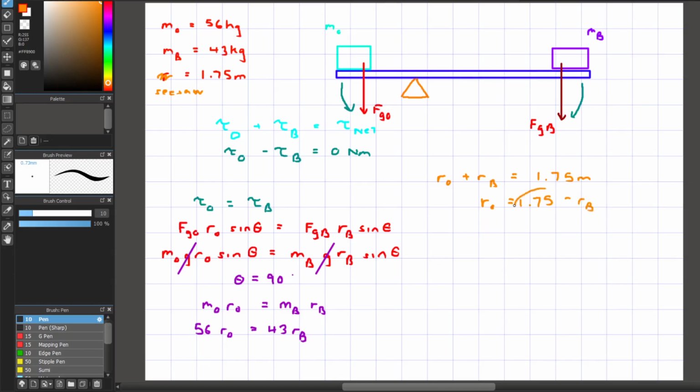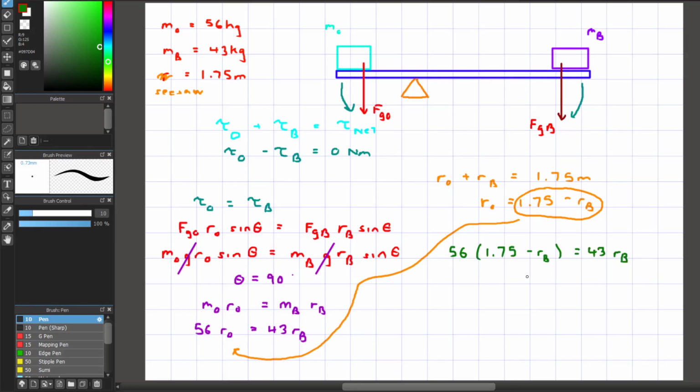We now have a system of equations and can solve. Let's isolate the radius of Oliver. Using substitution method, we can calculate that Barry needs to be 0.98 meters away from the pivot, and Oliver needs to be 0.79 meters away.